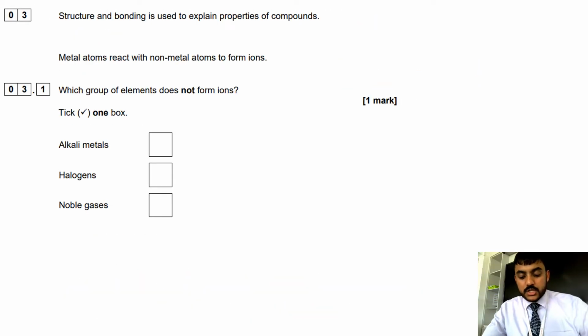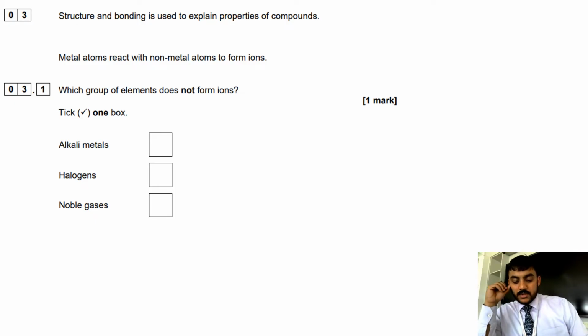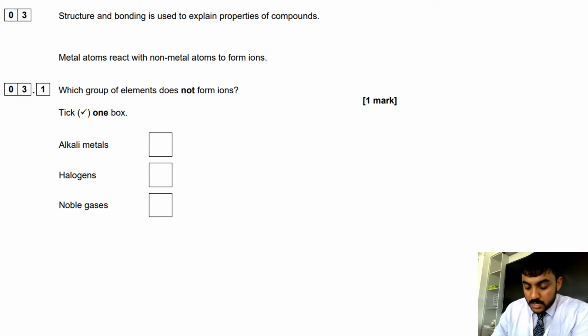Next, structure and bonding is used to explain the properties of compounds. Metal atoms react with non-metal atoms to form ions. Which group of elements does not form ions? This is asking which group of elements do not react in this particular way. Well, is it alkali metals? No, alkali metals do react to form ions. Are they halogens? They do react because remember, chlorine and fluorine, they can form negative ions. However, noble gases are unreactive, so they won't form ions.